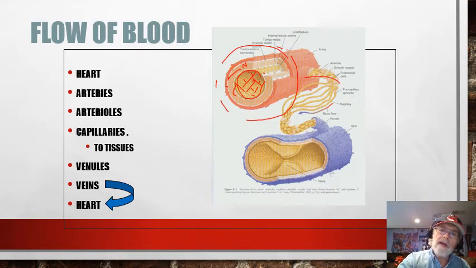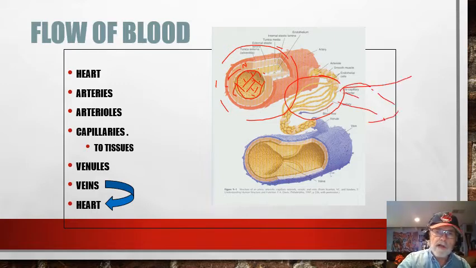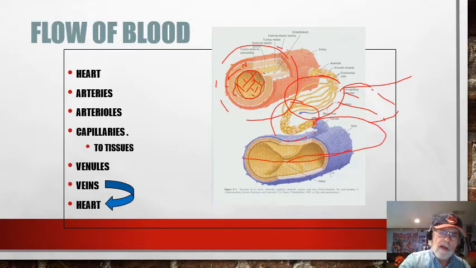Finally, we get down to the capillaries, and the capillaries would be in this area here. Those are where things are leaking out and things are coming in and being able to be taken back to the heart. We get to the smaller venules in here, finally we get into a vein, and the vein's going back to the heart.